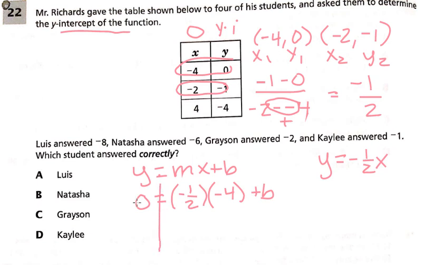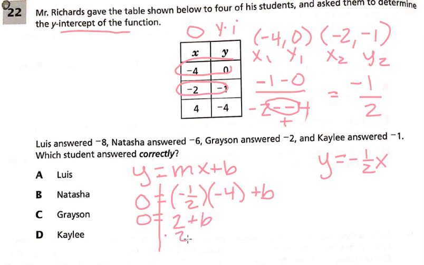So right here, I know that 0 is equal to negative 1/2 times negative 4. A negative times a negative is a positive. What's 1/2 of negative 4? So we got 2, and we have positive 2 because of the double negatives. So that's 2 plus b.